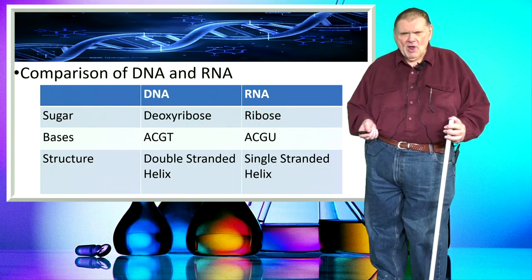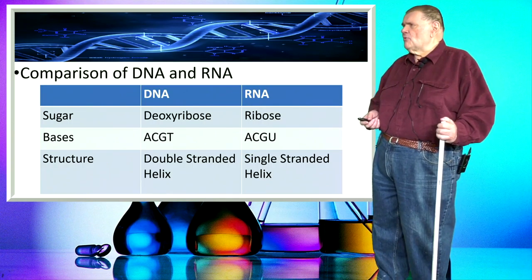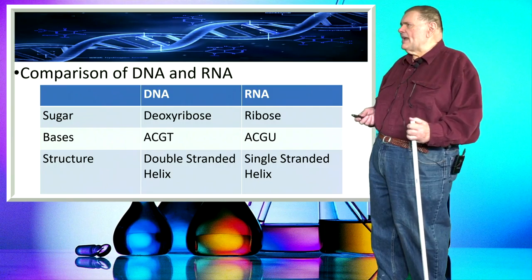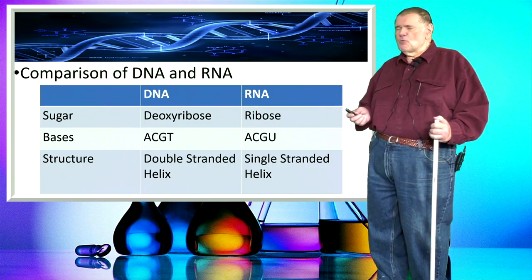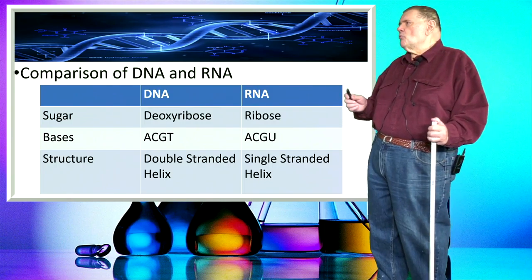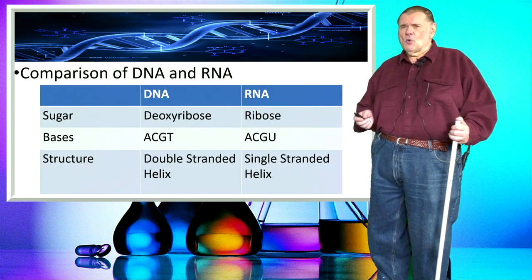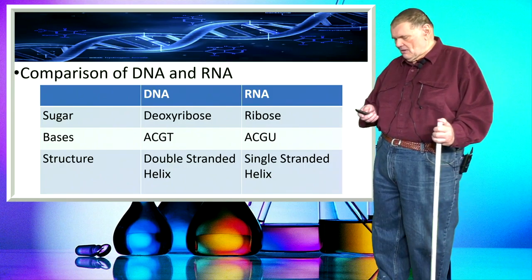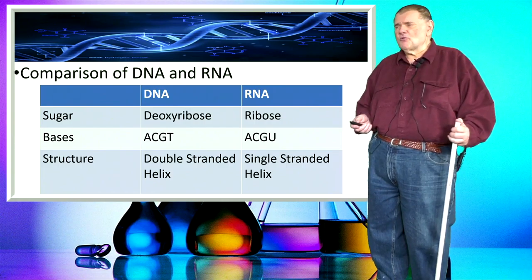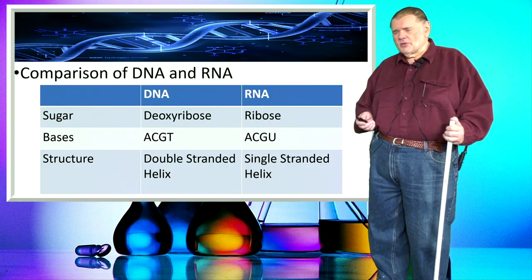This basic structure, as Watson and Crick found out with the help of Franklin: DNA is a double-stranded helix, whereas RNA is a single-stranded helix, making it smaller and able to exit the nucleus through the nuclear pores.